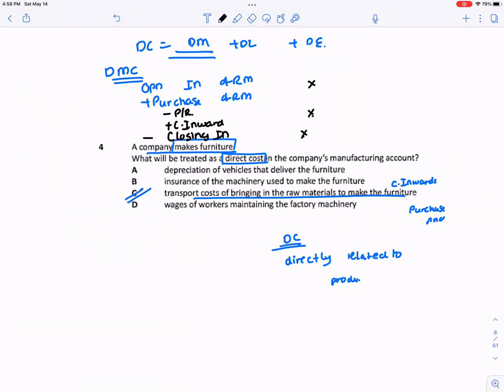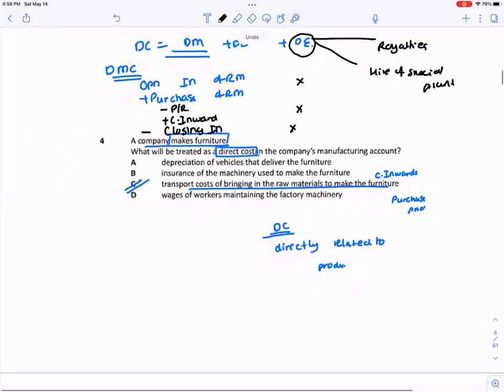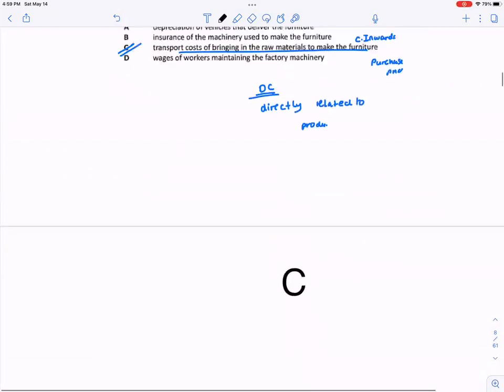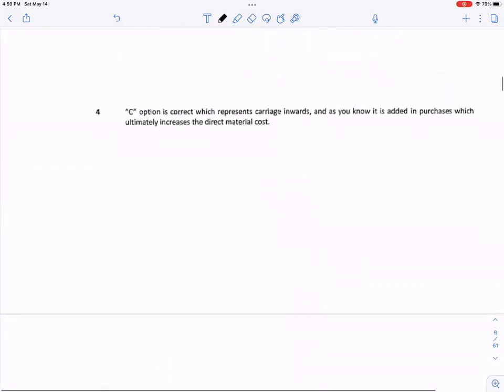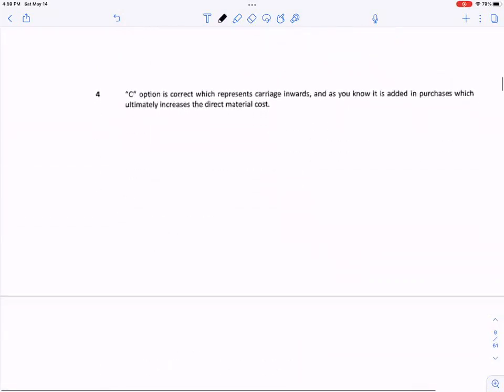And direct expenses, you have only two. What are the two direct expenses? One is direct royalty and one is hire of special plant. Just remember this. It is too late to go into the details of this. The correct answer is C because it is added in the purchases.